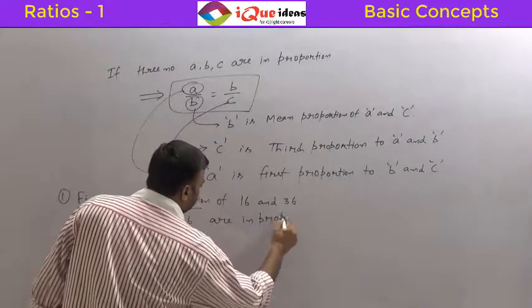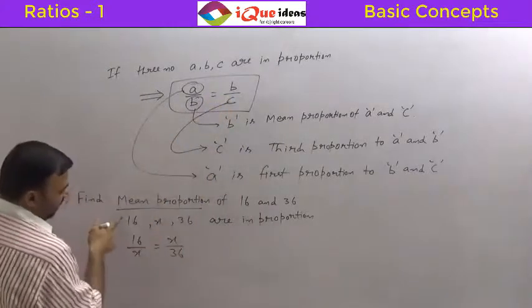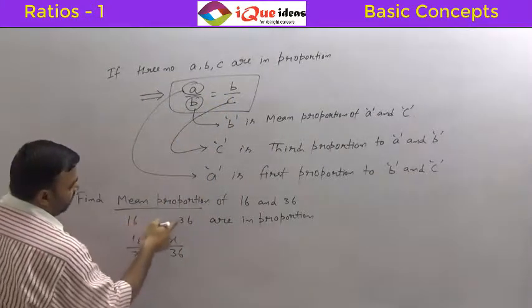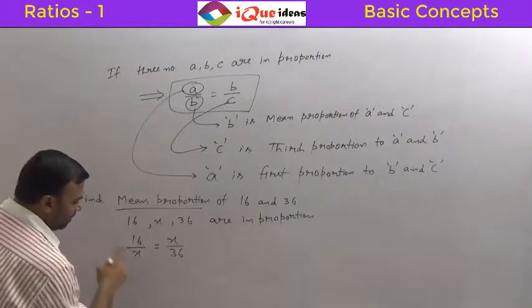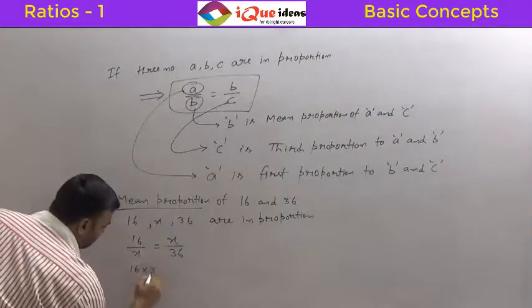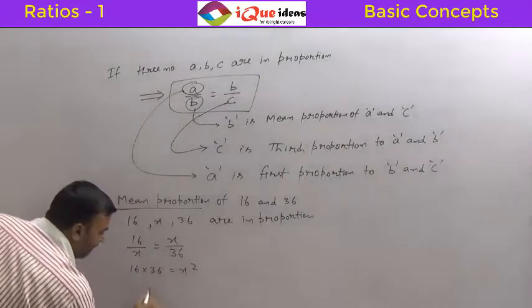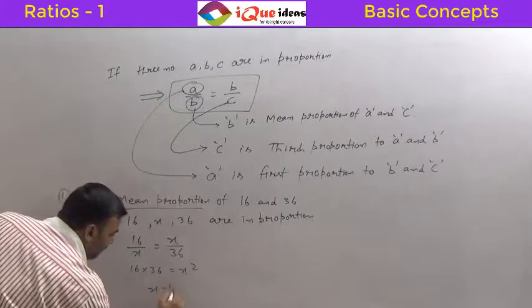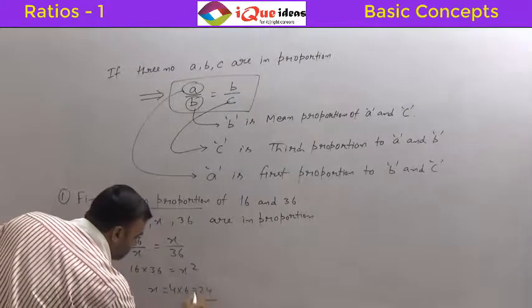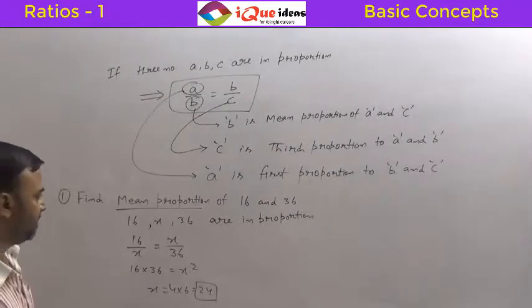And if they are in proportion, then we can apply the same rule: A upon B is equal to B upon C. In place of A, 16 would come. In place of B, x would come. In place of C, 36 would come. And then you simplify. So we get x into x, 16 into 36. So 16 into 36 is equal to x squared. As you know, 16 is 4 squared, 36 is 6 squared. So x will be equal to 4 into 6, which is 24. So 24 is the mean proportion of 16 and 36.